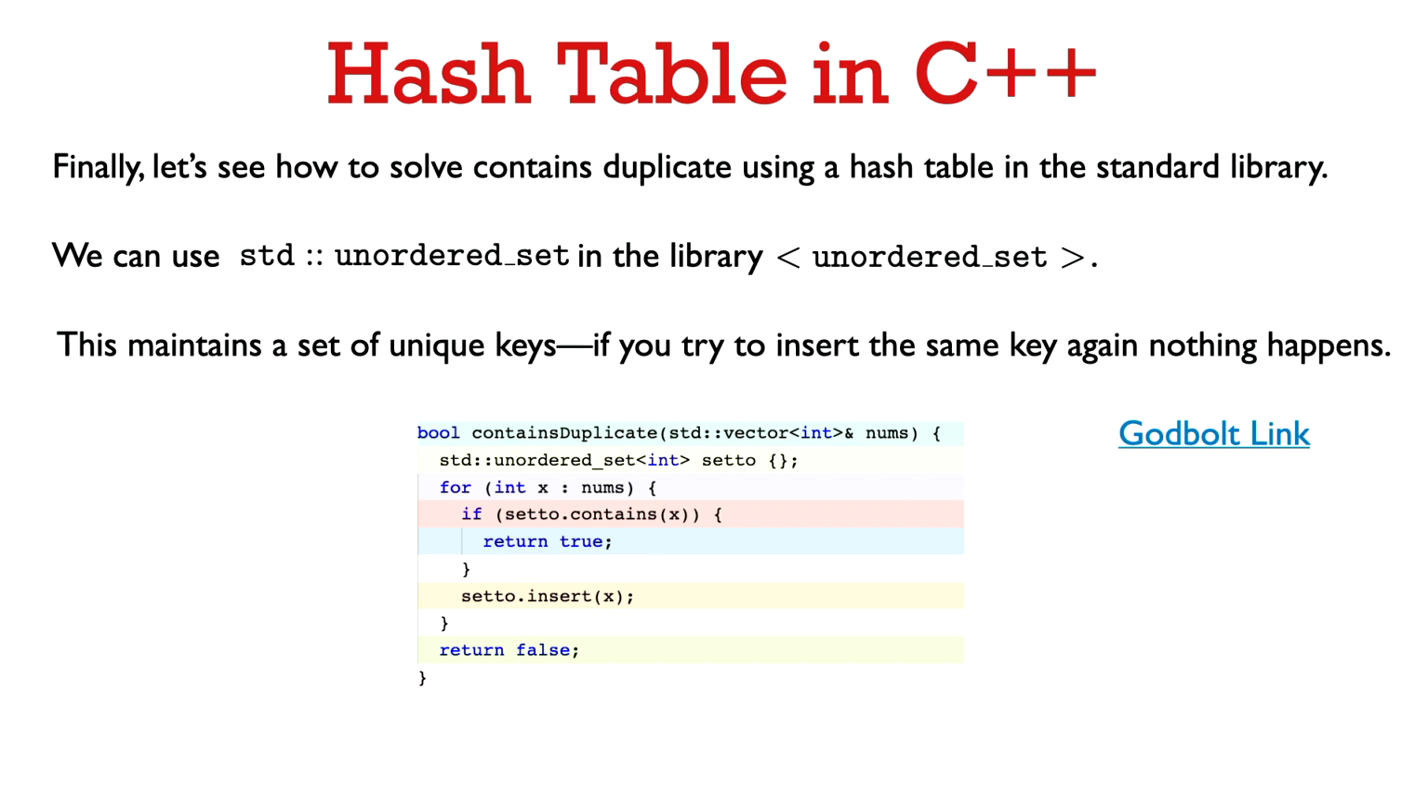So standard unordered set is also dynamically resized. So we can start with just an empty hash table, like we're doing in the first line of the algorithm here. So then, as usual, we iterate over the vector and check if each element is already in the hash table with the contains function. If it is, then we can return true. And otherwise, we add the element to the hash table with the insert function. If we finish the for loop without finding any duplicates, then we can return false.